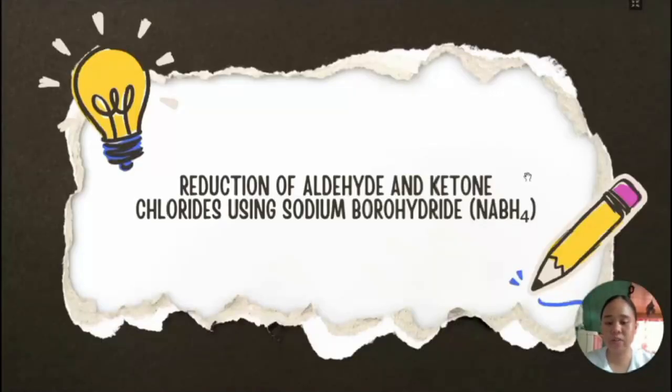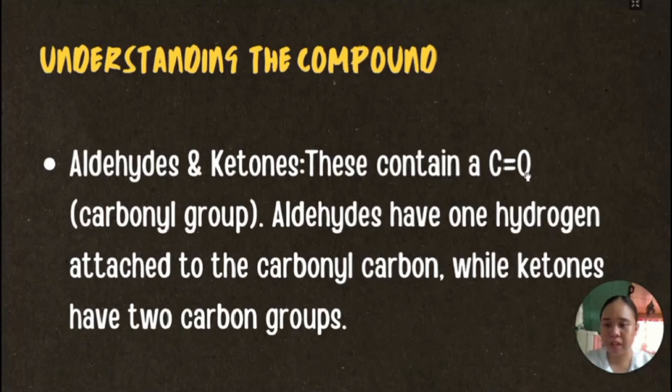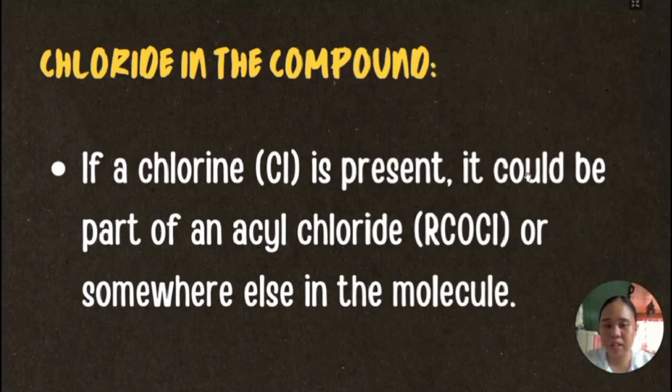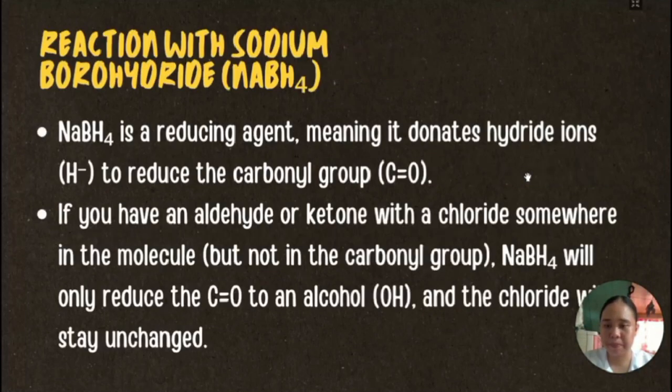Reduction of aldehyde and ketone chlorides using sodium borohydride. Aldehydes and ketones contain a carbonyl group. Aldehydes have one hydrogen attached to the carbonyl carbon, while ketones have two carbon groups. If a chlorine is present, it could be part of an acyl chloride or somewhere else in the molecule. Sodium borohydride is a reducing agent, meaning it donates hydride ions to reduce the carbonyl group. If you have an aldehyde or ketone with a chloride somewhere in the molecule but not in the carbonyl group, sodium borohydride will only reduce the carbonyl group to an alcohol, and the chloride will stay unchanged.